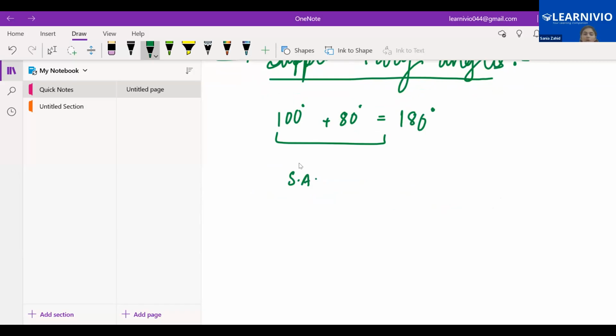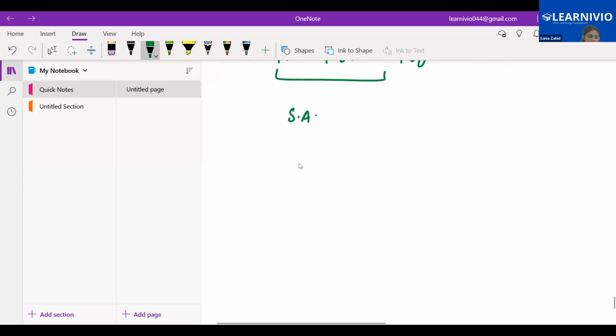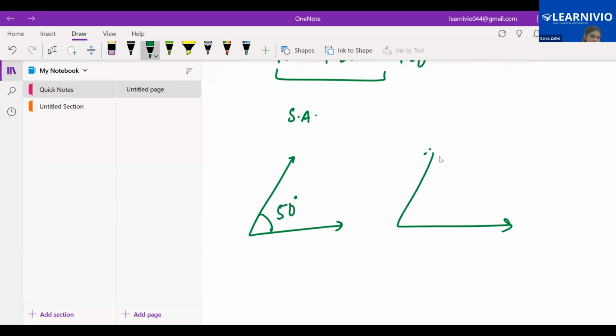So what is the difference between complementary and supplementary? Complementary means the sum is 90. Supplementary means the sum is 180. Do you understand this? Yes, ma'am. Okay, now you have to tell me whether they are supplementary or not.